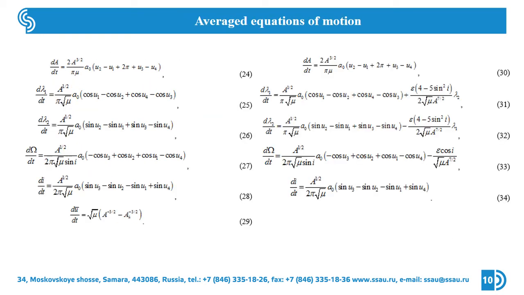After performing the integration and denoting u1, u2, u3, u4 as the arguments of the latitude of the engine switching points, and going to the slow time t, linear in the u variable, the averaged equations will have the form 24 to 29.